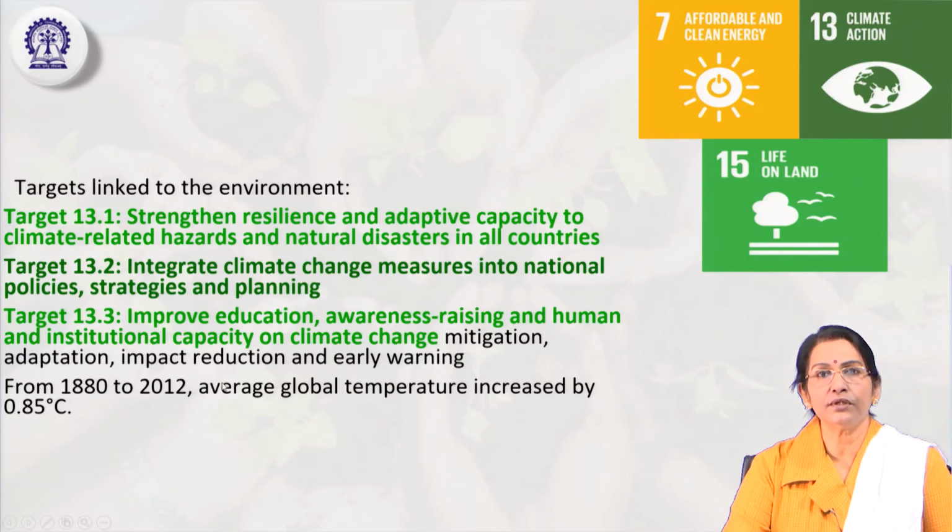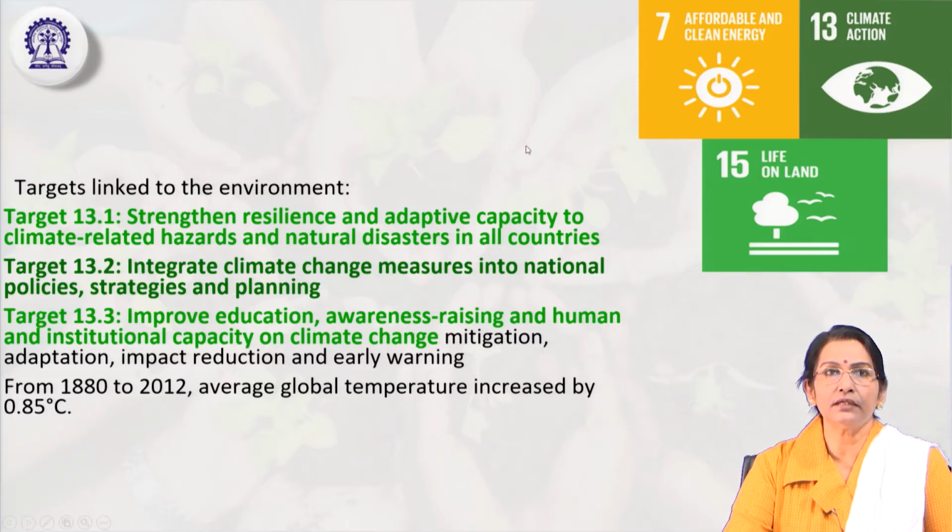It is very much evident how it is related to climatic change, climate and atmosphere, and at the same time life on land also. So these three SDGs, SDG 7, that is clean affordable energy, climate action, and life on land, SDG 15, are all very much interlinked and interrelated.